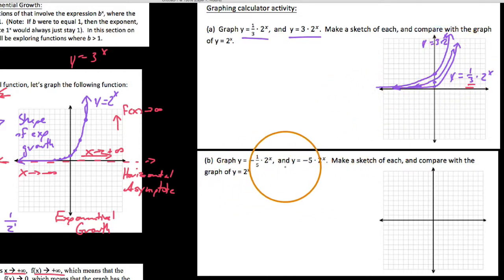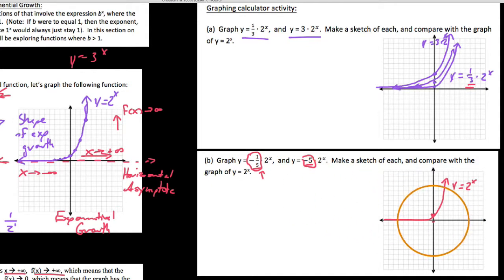So using that knowledge, say I want to graph y equals -1/5 times 2 to the x and y equals -5 times 2 to the x. Let's make a sketch of each and compare with the graph of y equals 2 to the x. Well, y equals 2 to the x, remember, goes through (0, 1) and has an asymptote on the x-axis. So this is roughly y equals 2 to the x here if I'm just throwing together a sketch. The thing we just discovered was this: instead of going through (0, 1) on these ones, they're going to go through (0, whatever this value is out front). So this graph right here is going to go through (0, -1/5), and this other graph right here is going to go through (0, -5).